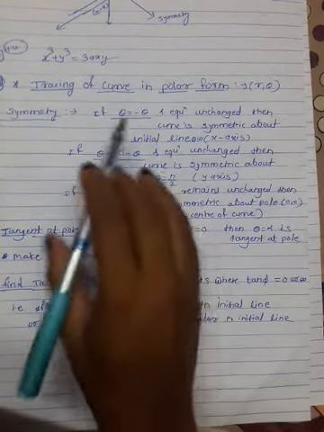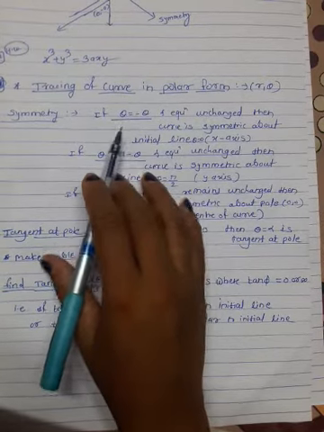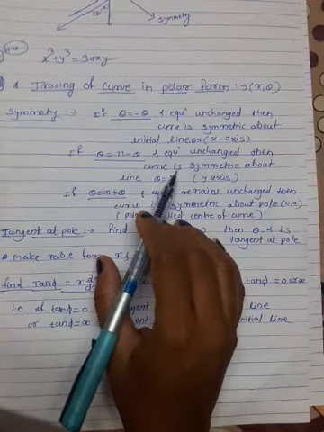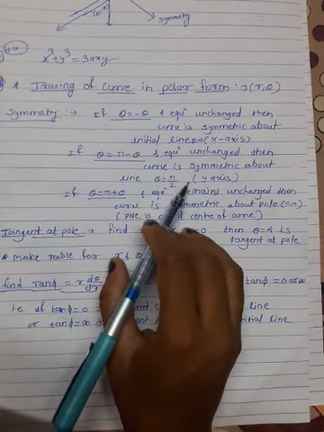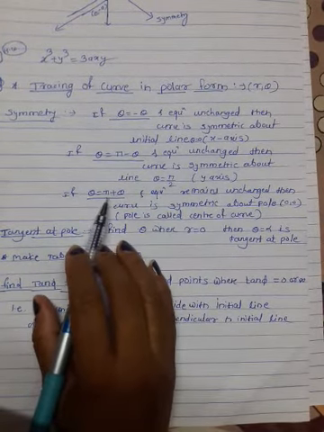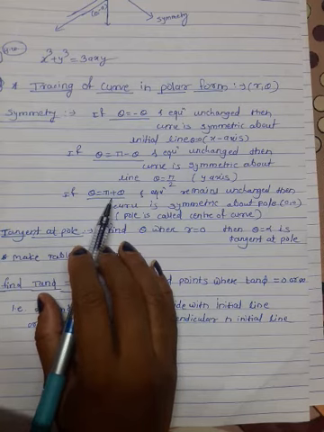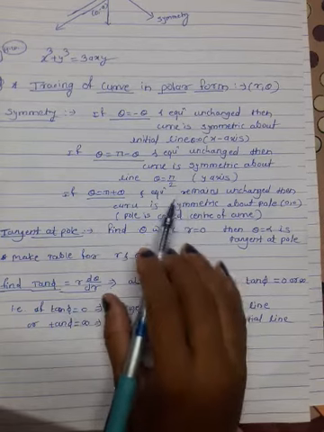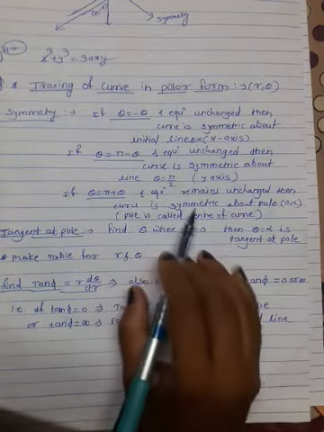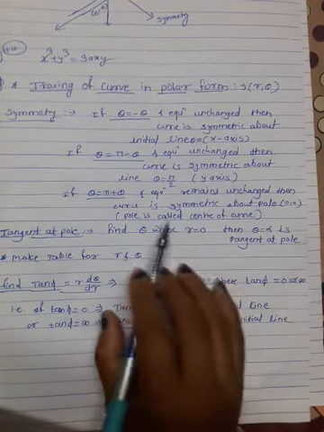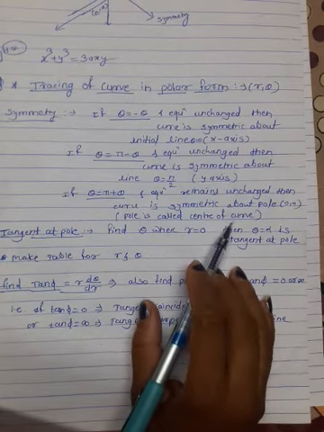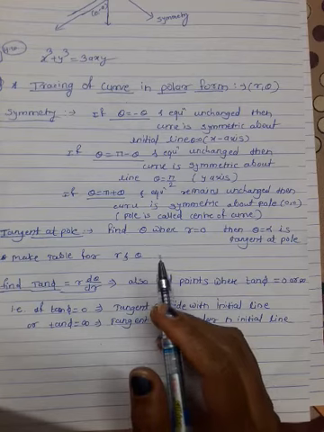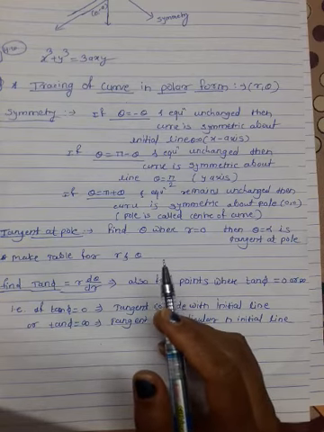Whenever cos theta is there, the symmetry becomes about the x-axis. Whenever sin theta is there, the symmetry is about the y-axis. If you replace theta with pi plus theta and the equation remains unchanged, then the curve is symmetric about the pole. The pole is called the center of the curve, that is the origin. In most of the curves, the origin itself is the pole.